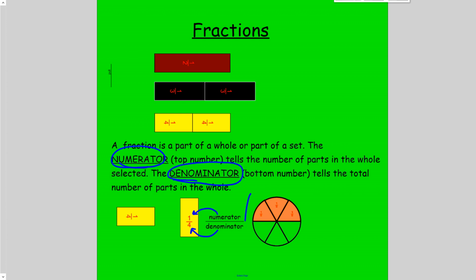Looking at our circle here, I see 1, 2, 3, 3 sections are filled in. And then I think 1, 2, 3, 4, 5, 6. There are 6 total sections in the picture. So its fraction would be 3/6.